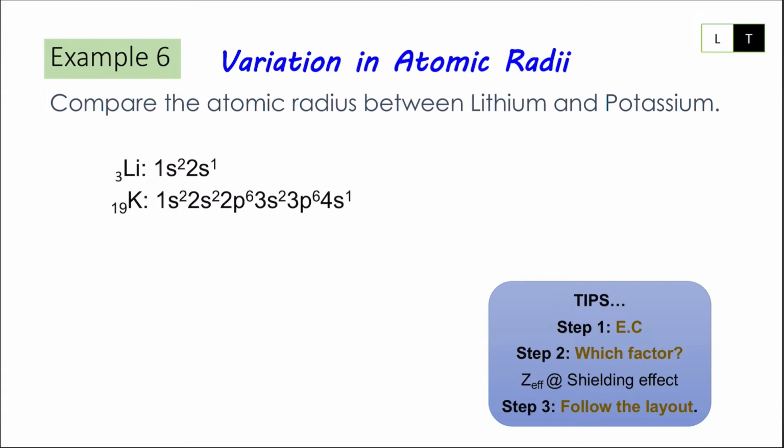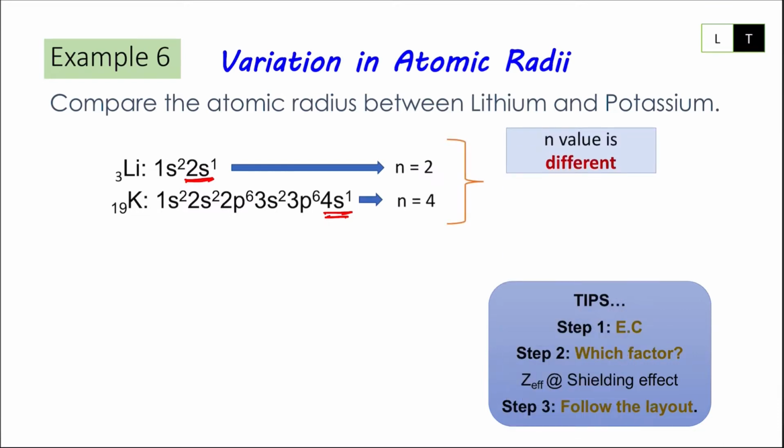So how? I'm going to determine based on my n value, principal quantum number. So you have to determine the highest n value for lithium, which will be n equals to 2. For potassium, which will be n equals to 4. You can see that here and here. So only for the highest n value. If you see here carefully, you got different value for n. So automatically the factor will be shielding effect. Hence, the layout that we are going to use is NSAS.